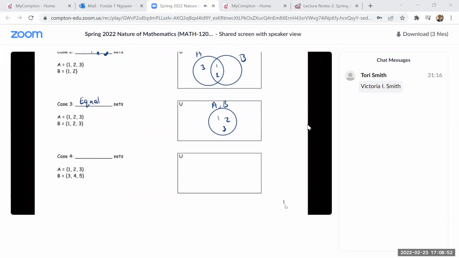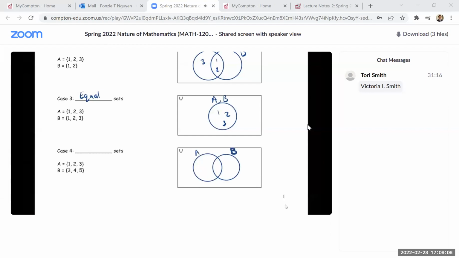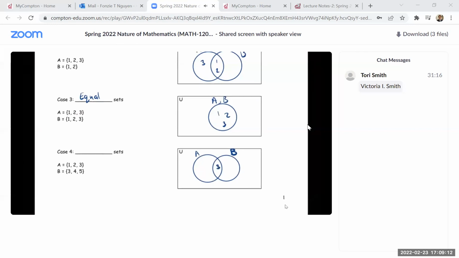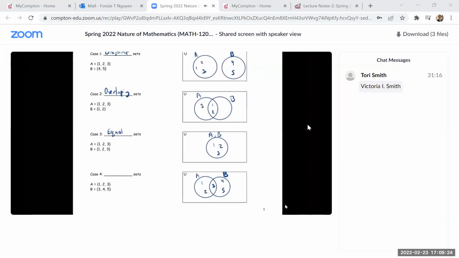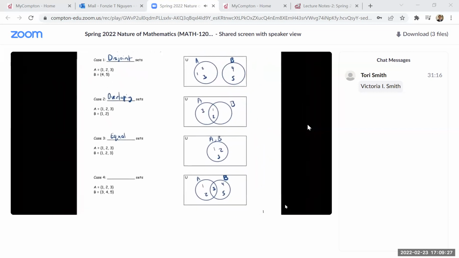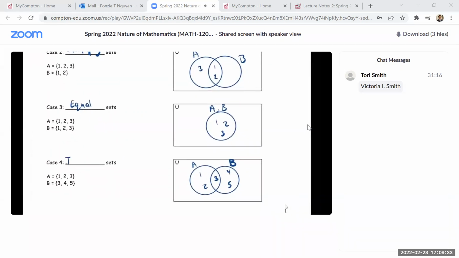And then the next case: is there any overlap? Yes, they have one element, the 3, in common. So where should I put the 3? In the middle. And then the 1 and the 2 anywhere over here, and the 4 and the 5 would be anywhere in B, as long as it's not in the overlap region. And what's that one called? Case 4? This one's called intersecting sets.